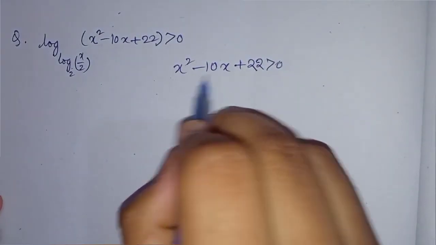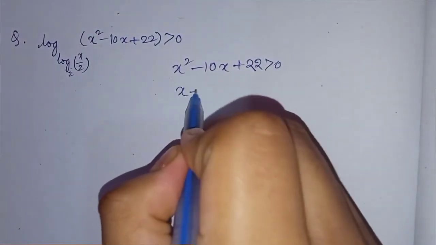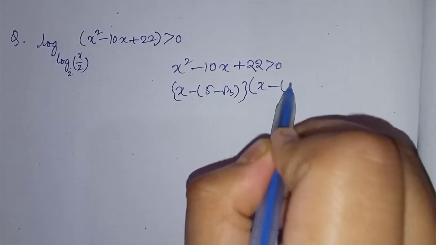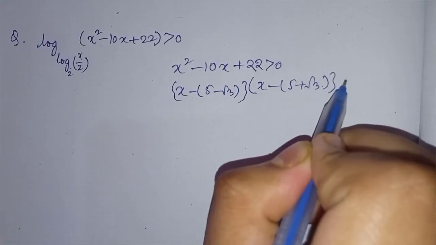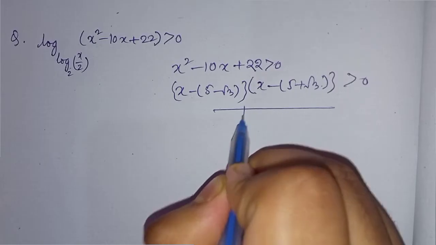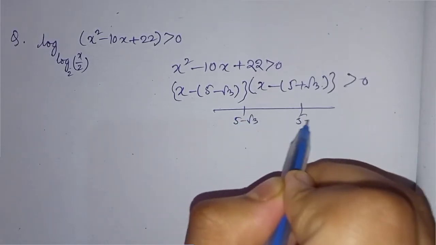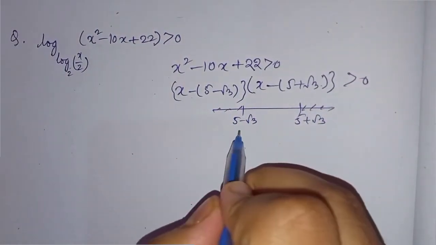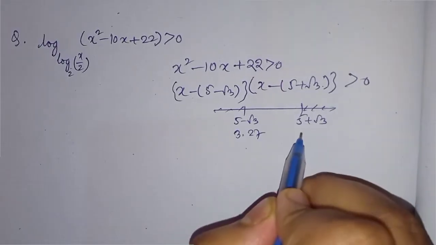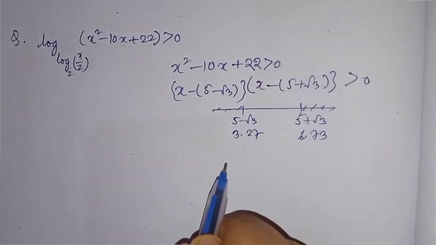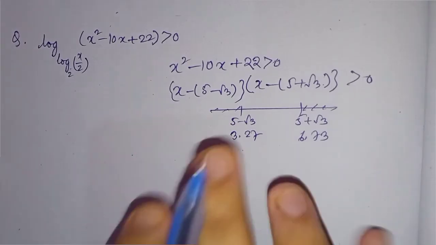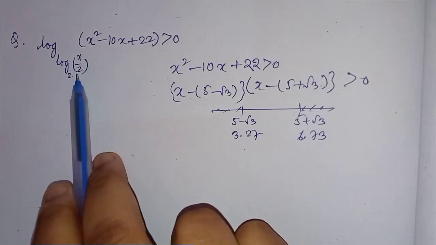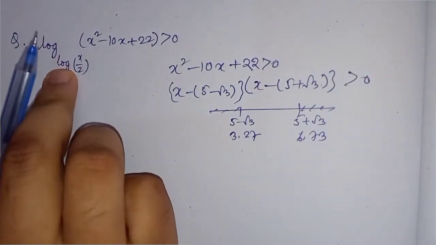So we can solve this by the quadratic formula and factorizing: x minus (5 minus root 3) and x minus (5 plus root 3), this must be greater than 0. So x must lie in this interval. The approximate values come out to be 3.27 and 6.73. Now we know for which values of x this is defined. We have to also find for which values of x this is defined.